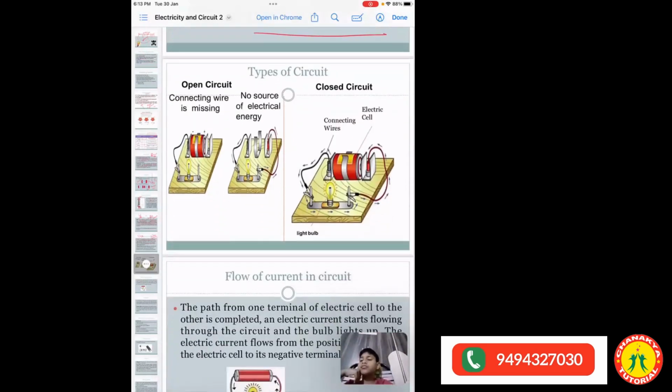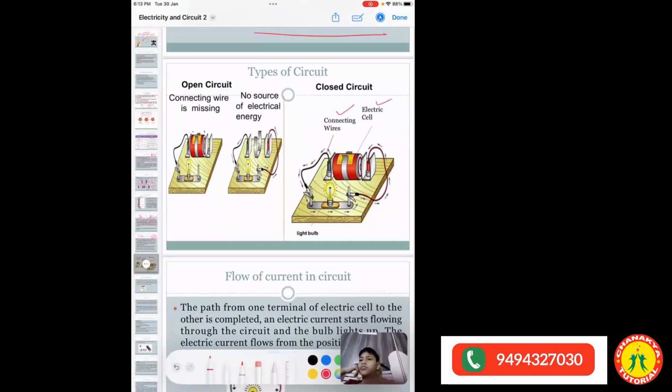So you can see in this picture, the connecting wire is there, the electric cell is there, and the light bulb is glowing. Whereas in the open circuit, the connecting wire is missing, so there is nothing to connect with the bulb.